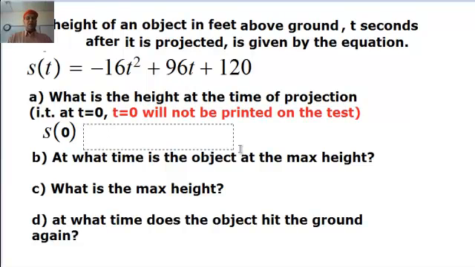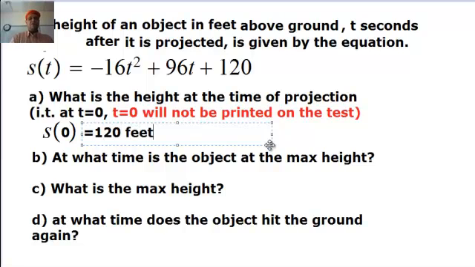So in the beginning it is 120, and you have to write feet, because otherwise on the final they take points off if you don't write the units. Everybody clear? Okay. Now it says, at what time is the object at maximum height.